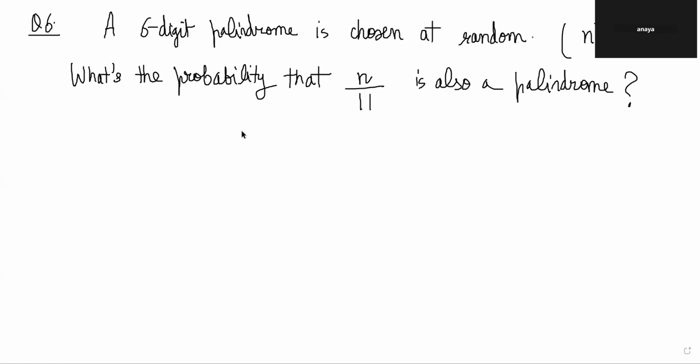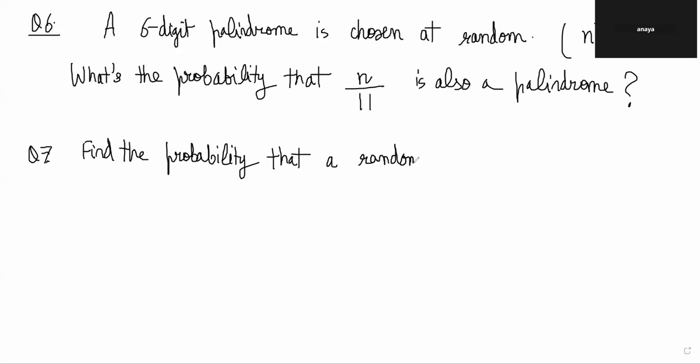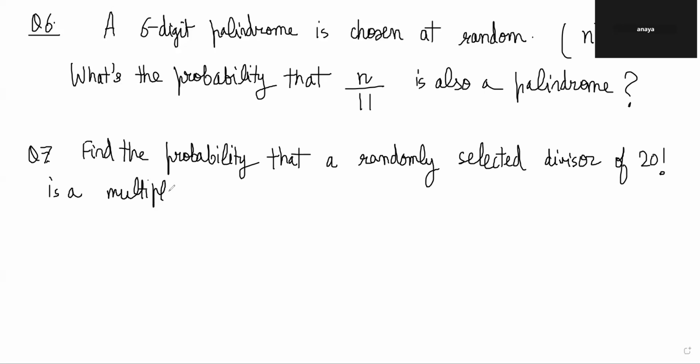Try this one, and I'll just give you one more question. Find the probability that a randomly selected divisor of 20 factorial is a multiple of 2000.